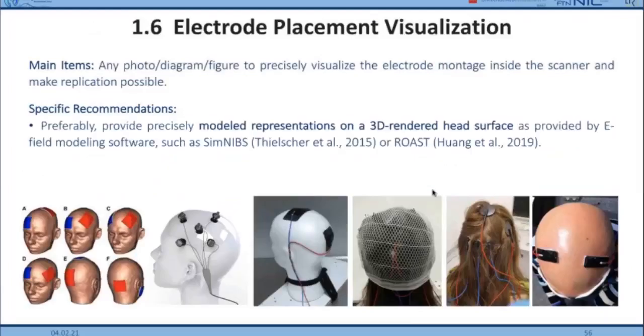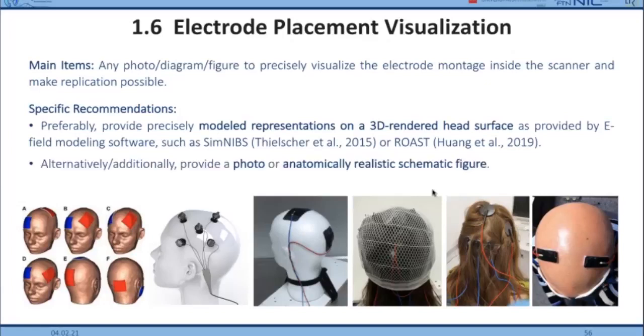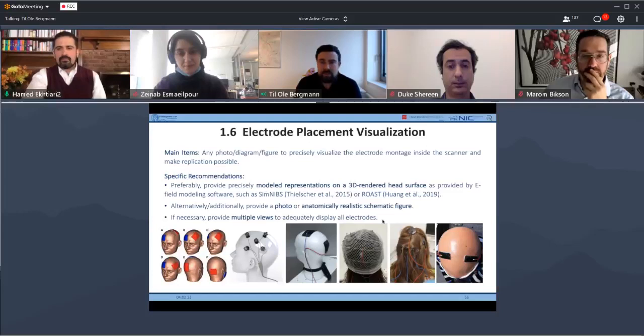Also, the electrode placement should be visualized if possible, preferably using models from 3D rendered head surfaces, but also some dummy heads or actual photographs can help. So it sometimes tells you more than 1,000 words. And if necessary, also show multiple views on the same head, so that you actually get a good idea where those electrodes are located.